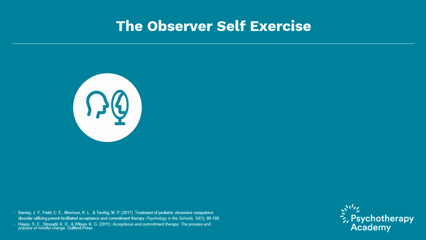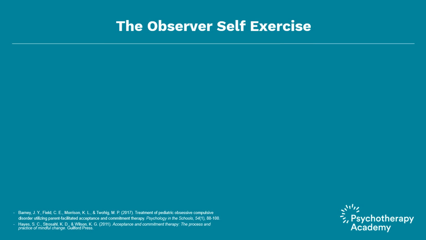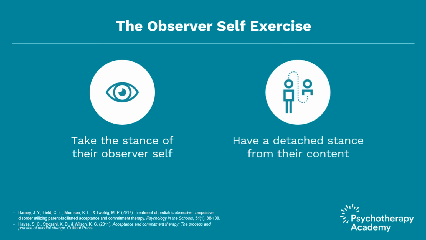This is the beginning stages of the observer self exercise. And as you may have experienced, clients start to notice that there is a part of themselves that's been constant throughout their lives and throughout different stages of their lives. The remainder of this exercise goes into taking that stance of the observer self and noticing your thoughts, your emotions, your sensations, the different roles that you're in, and seeing that you can have these things, but you are something separate from that. And that is that observer self. Again, this allows people to take a more detached stance with the content that they're experiencing.